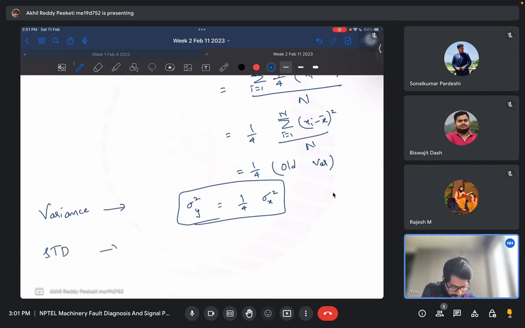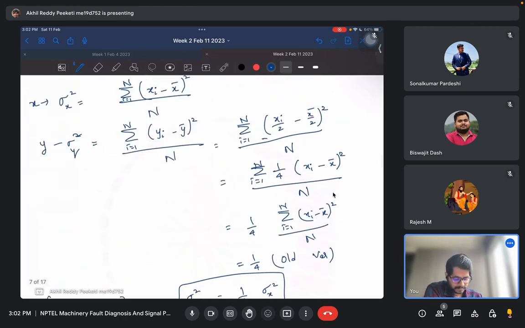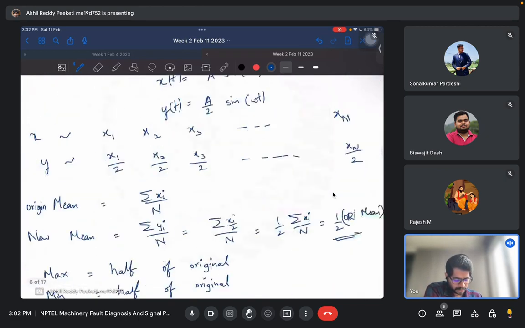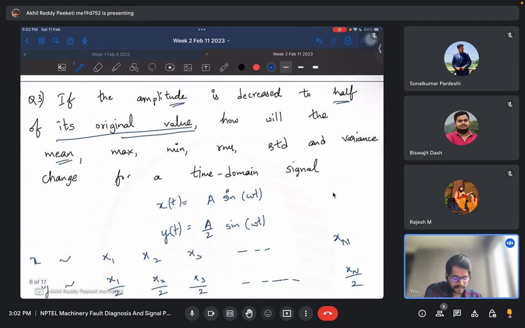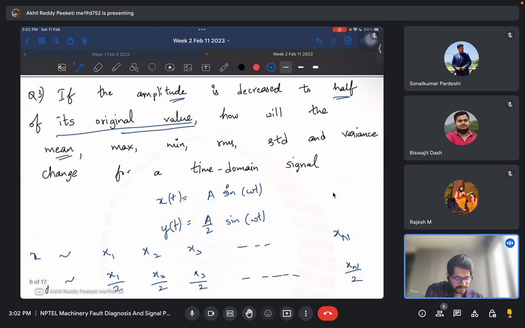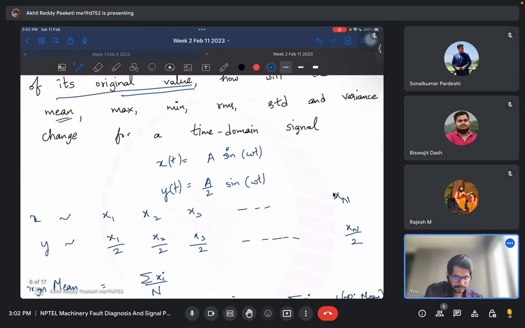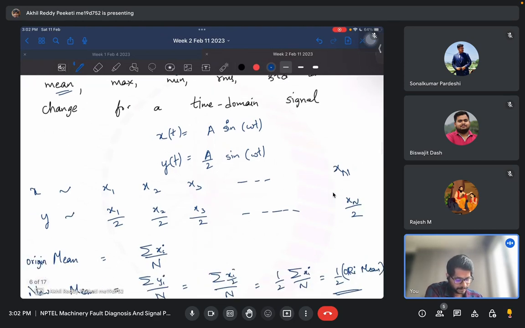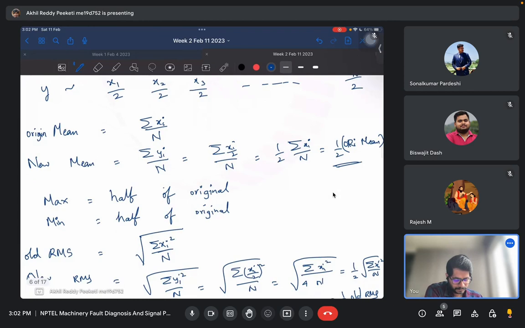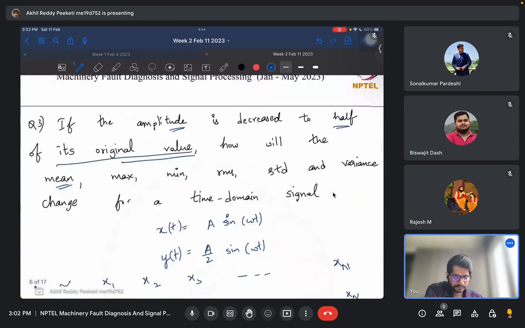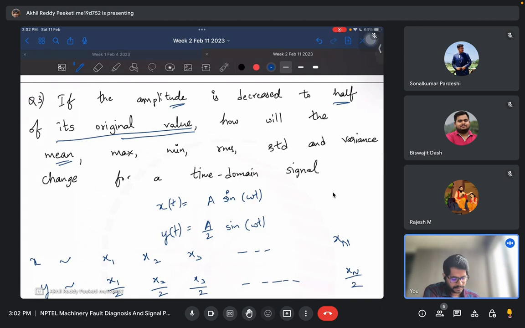Then what about the standard deviation, which is sigma? If you take the square root of the above, the standard deviation reduces by half. Is this clear to everyone? So what will happen to the mean, max, min, RMS, standard deviation and variance when you change the amplitude of the time domain signal? I hope this is clear.